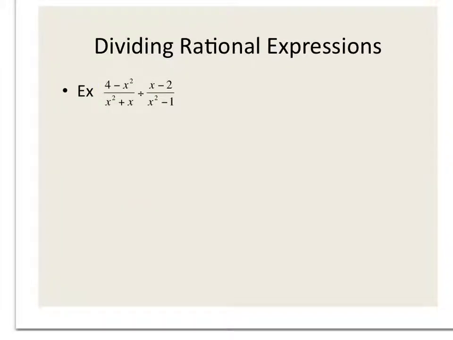So now we're going to talk about dividing rational expressions. Dividing rational expressions is very similar to multiplication. What you want to do is start by factoring all of the pieces if possible. So looking at this example here, the top is a difference of two squares, so we get 2 minus x and 2 plus x. The bottom has a greatest common factor of x.